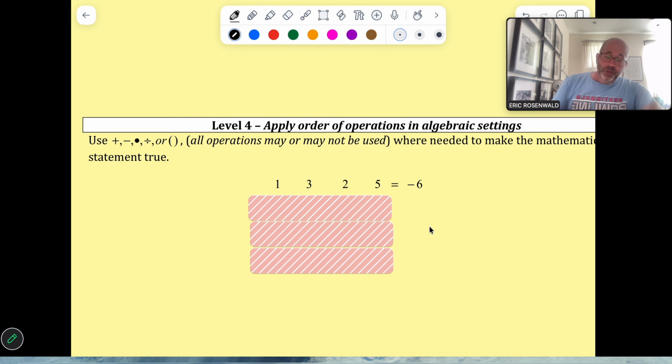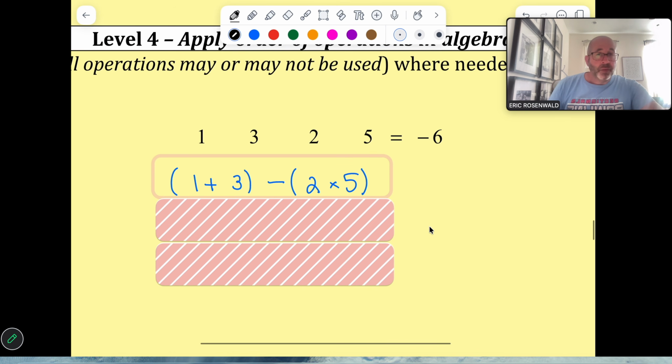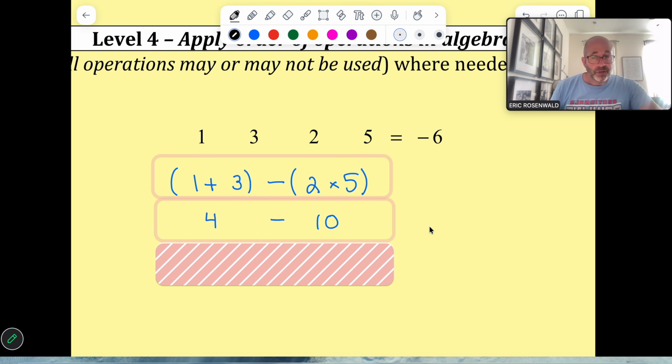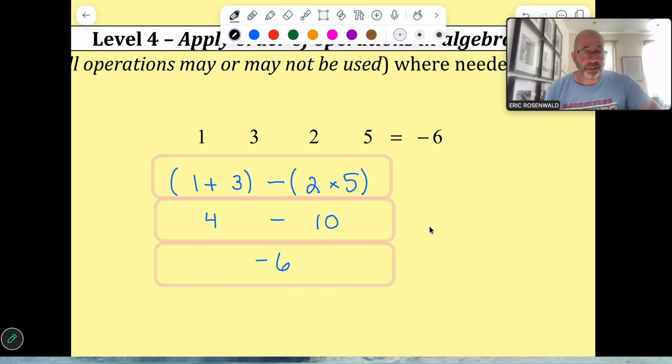All right. So what I did was I put parentheses around the first two terms, and I made it 1 plus 3. And then I put parentheses around the 2 and the 5, and I made it 2 times 5. And I put a subtraction in between. Now, what does that mean? Well, the 1 plus 3 is going to turn into a 4, and the 2 times 5 will turn into 10. So we have 4 minus 10, which is going to equal -6.